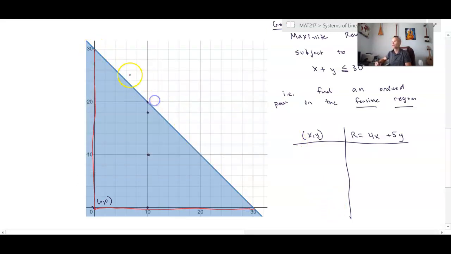Let me try a little bit harder. Nope, it's not going to work. It's just not going to work. Okay, there we go. We never give up.